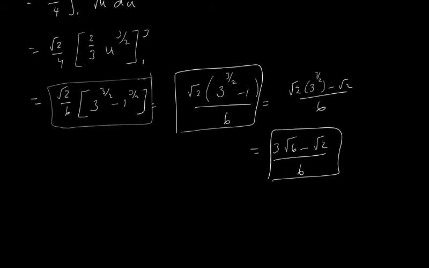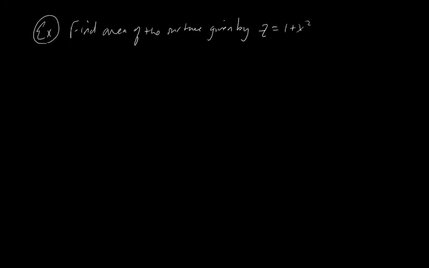All right, and of course, sometimes it is easier to describe our region in the plane as a function of polar coordinates. So let's do one more example where we will convert to polar coordinates. Let's find the area of the surface given by z equal to 1 plus x squared plus y squared lying above the disk given by x squared plus y squared is less than or equal to 1.